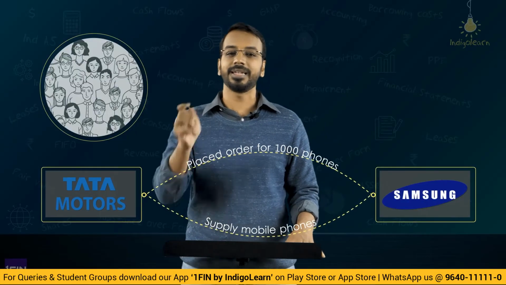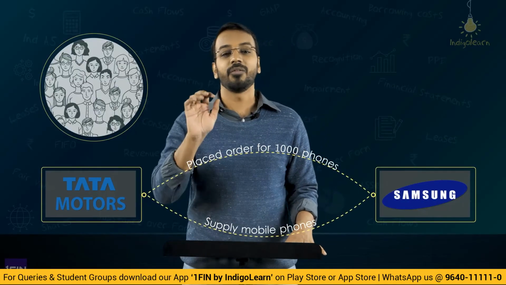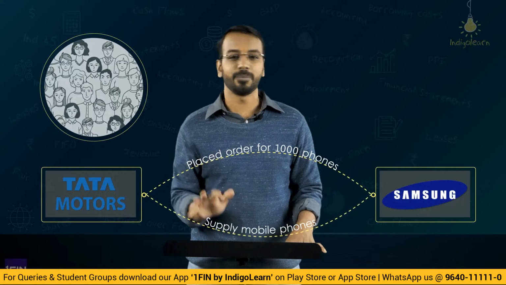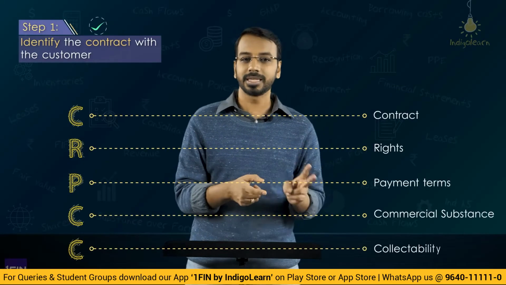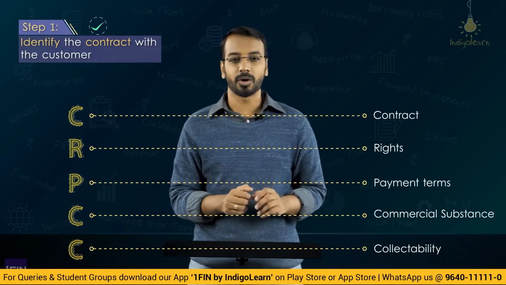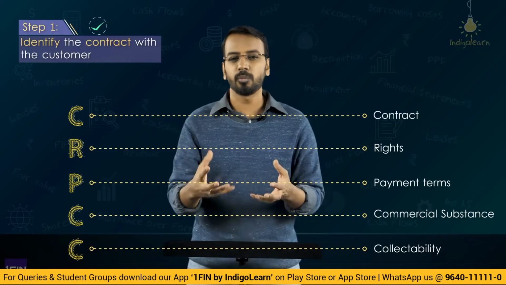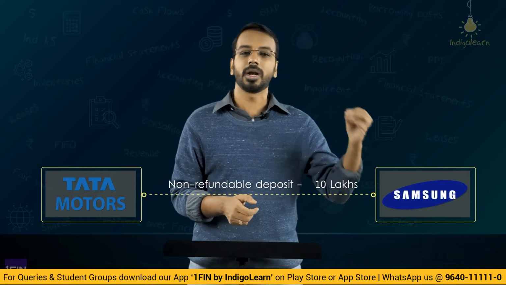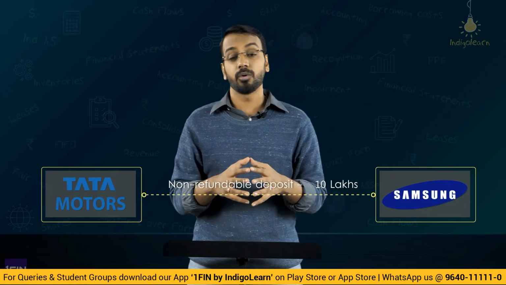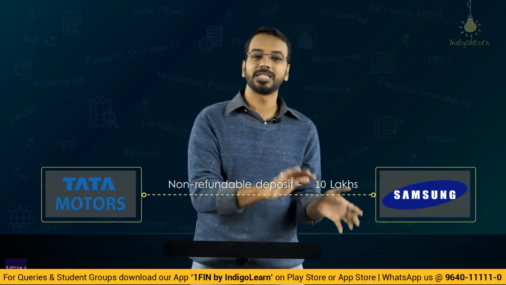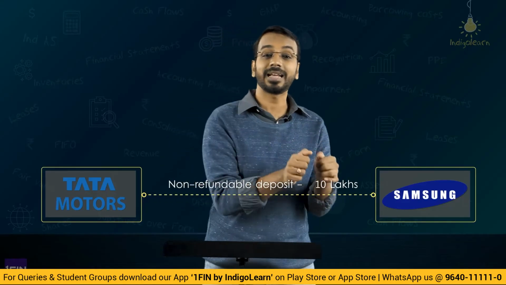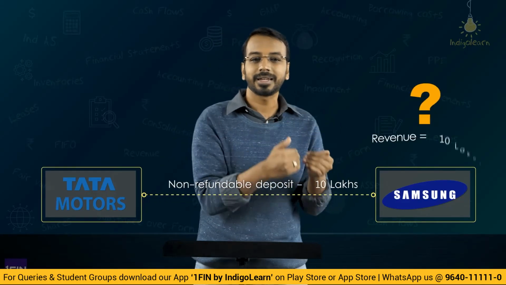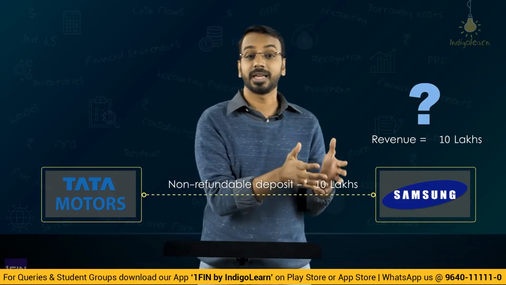Now for the first step, that is identification of the contract, we need to see whether the 5 criteria have been met. What are those 5 criteria? Contract, the rights, the payments. Now in this case I told you that the payment has not been agreed upon. They have not agreed upon the payment, and assume for a moment that Tata Motors has paid 10 lakhs as a non-refundable deposit to Samsung India. Now can Samsung India say that I have transferred all the mobile phones, the control of the mobile phones is with Tata Motors, I have received 10 lakhs of non-refundable deposit, at least let me recognize this 10 lakh rupees as revenue? Can Samsung India do that?